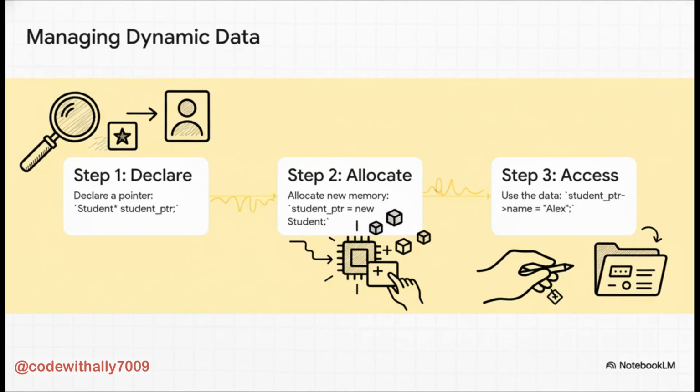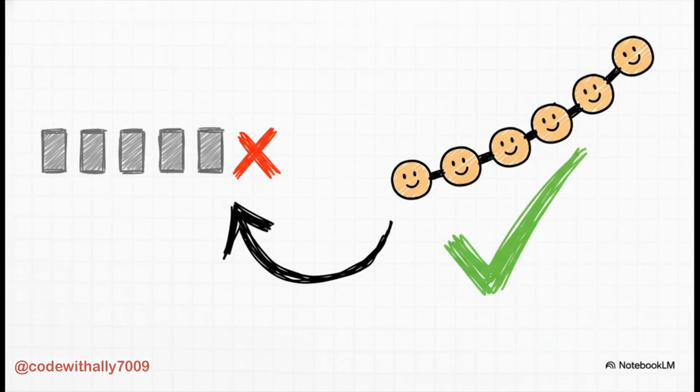Using them is basically a three-step process. First, you declare a pointer that knows how to find a student object. Second, you use the new keyword, which is like asking the computer for a fresh chunk of memory, just enough for one student. Then you store that memory's address in your pointer. And third, you use that pointer to get to the data and assign values, like setting the student's name to Alex. And just like that, we've done it.